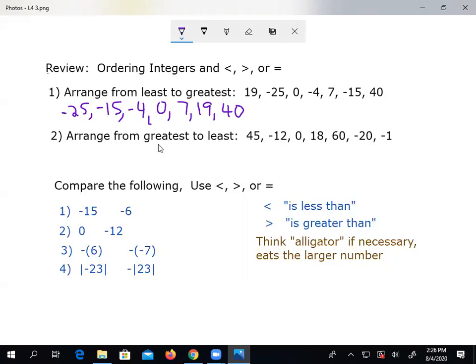Now, if I will arrange from greatest to least, I have to look for the biggest number, which is the positive numbers first. So that 60 would go first. It's the largest number I see. I then look at it and I see the 45.